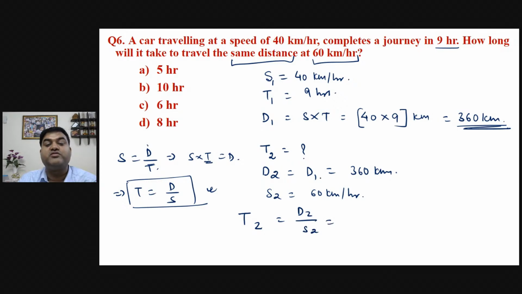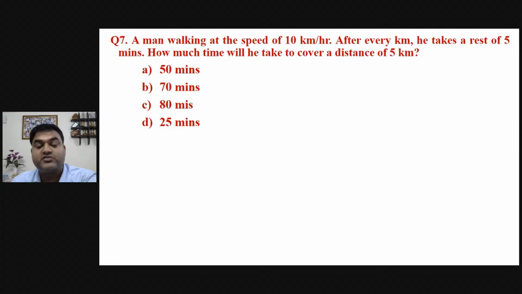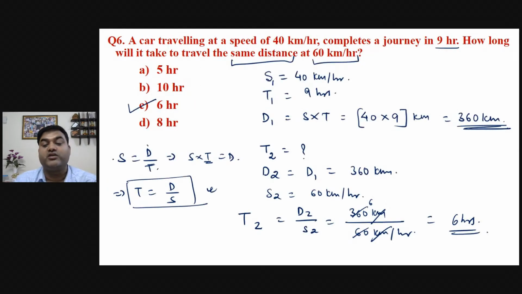What is d2? D2 is d1, that is 360 kilometer, divided by what is the speed? Speed is 60 kilometer per hour. Kilometer gets cancelled. The division by hour becomes multiplication, so this is 6 times. So the answer is 6 hours. 6 hours is the answer, which Sudhanshu has already got.